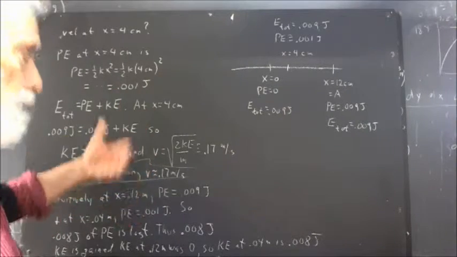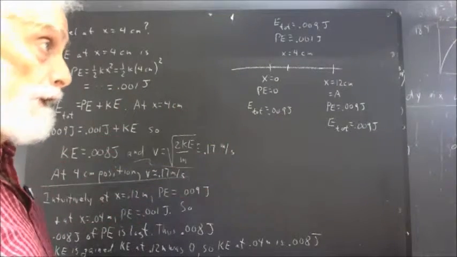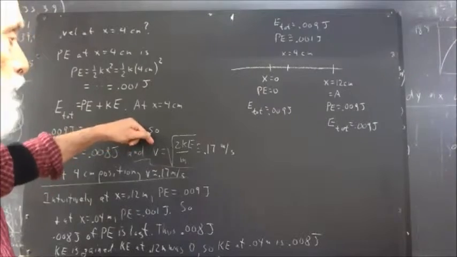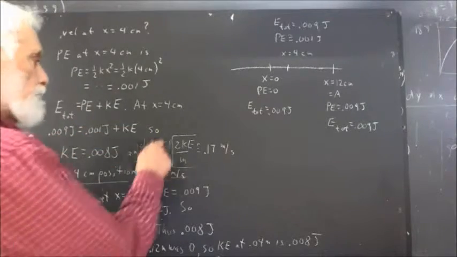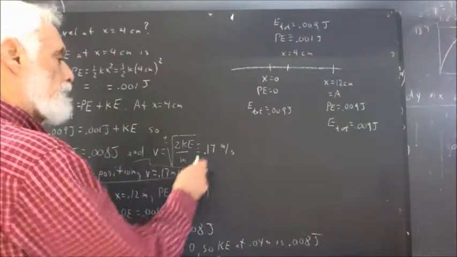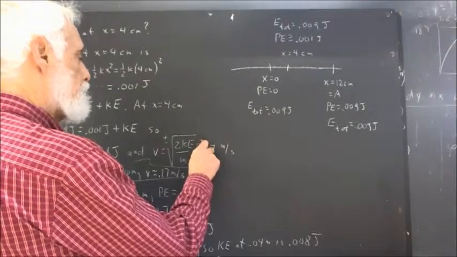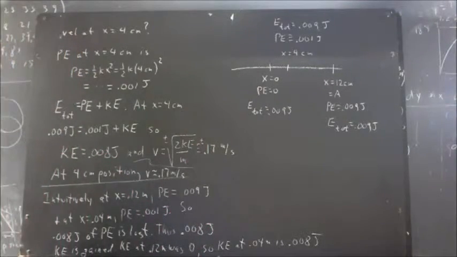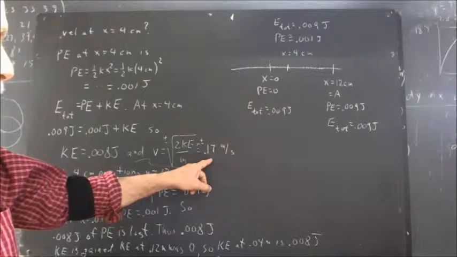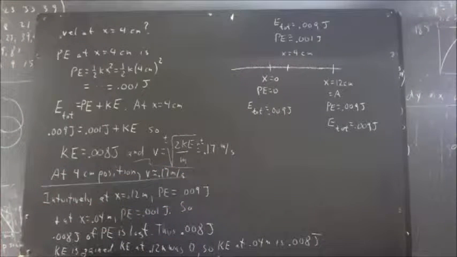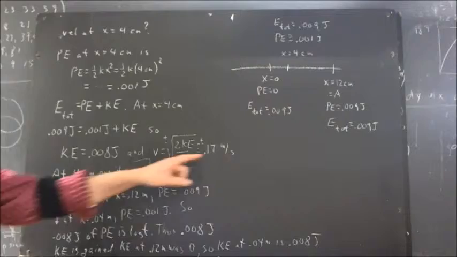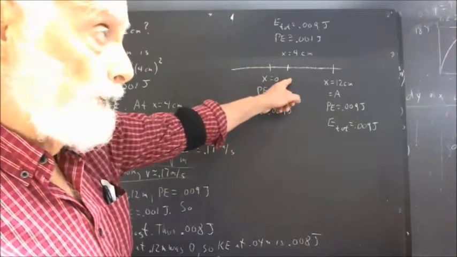So the velocity is what? Well, 1/2 mv squared is equal to kinetic energy. We solve that for v, and we get plus or minus the square root of 2 times the kinetic energy over the mass, giving us plus or minus 0.17 meters per second. Okay, now both of these velocities apply at this point.